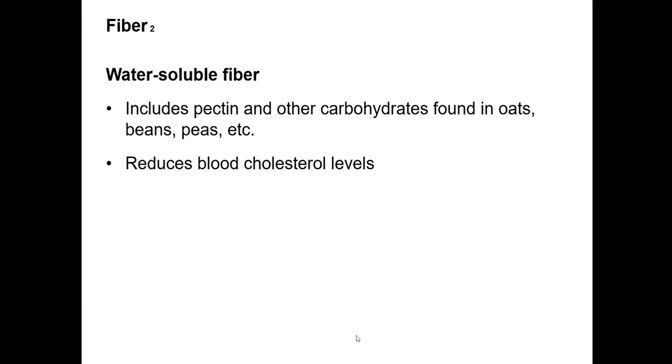And there are two different types of fiber that we can get in our diet. We have what's called water-soluble fiber and water-insoluble fiber. So water-soluble fiber is going to include pectin and other carbohydrates that we can find in things like oats, beans, and peas. And this type of fiber is mainly there to help reduce blood cholesterol levels. So if you want to keep your blood cholesterol at a healthy level, it's always good to have plenty of water-soluble fiber in your diet.